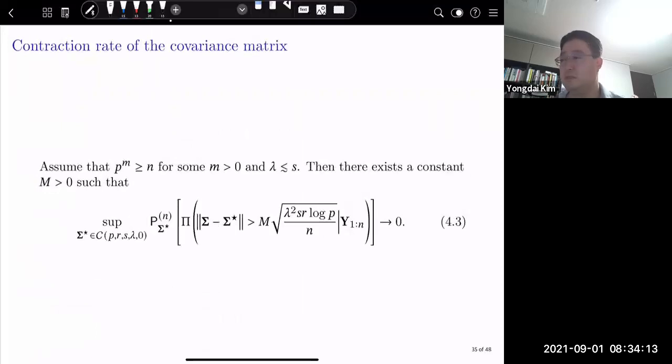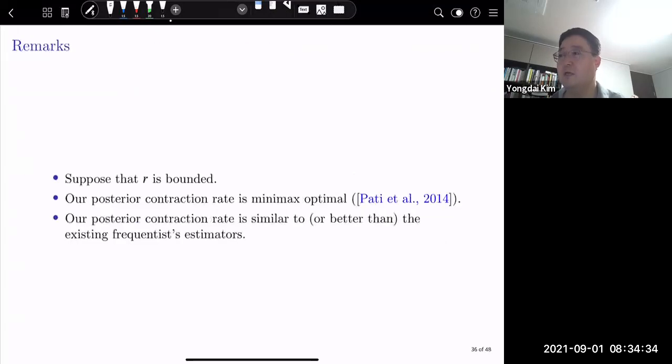And the second result is the posterior contraction rate of the covariance matrix, and we derive this posterior contraction rate, and this contraction rate has many desirable properties. Let me summarize that. When R is bounded, our posterior contraction rate is minimax optimal, and the lower bound is derived by Patti et al. in 2014. Also, our posterior contraction rate is similar to or better than the existing frequentist estimators.